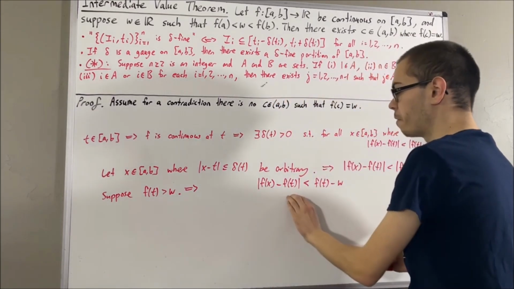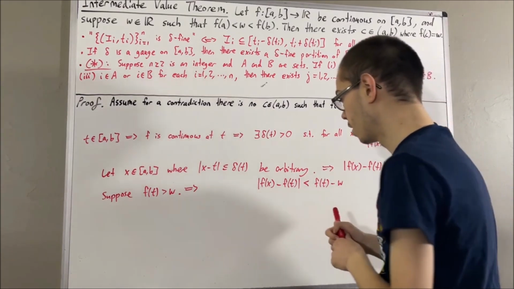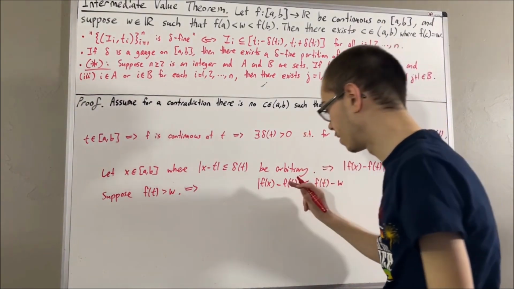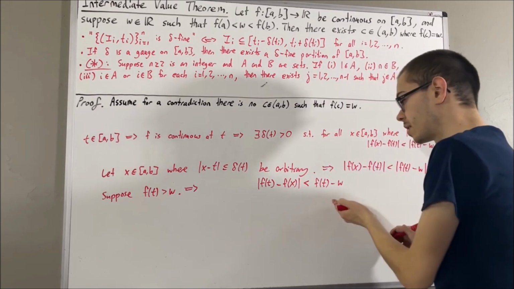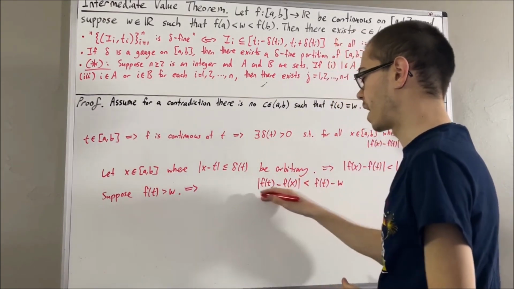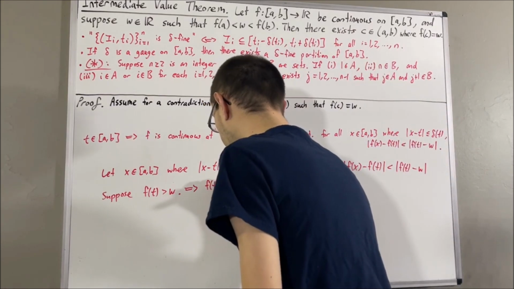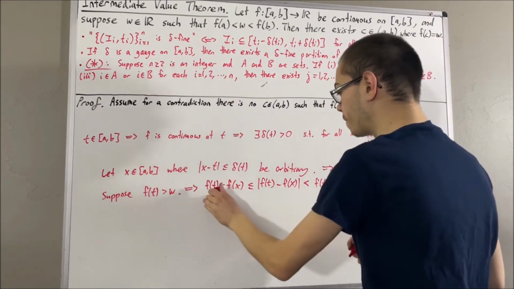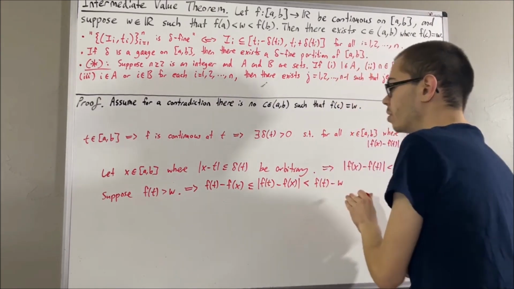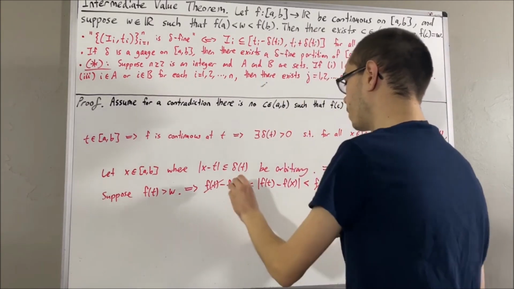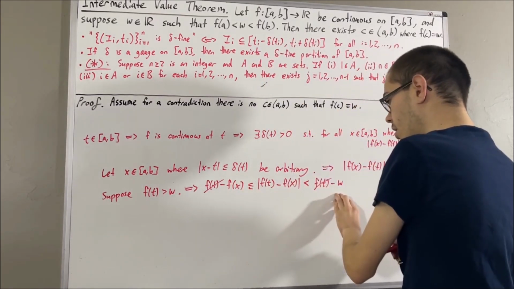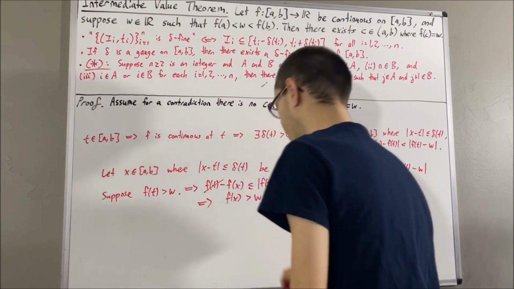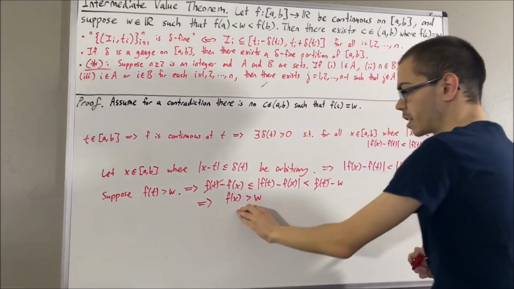Now, the absolute value of any real number is equal to the absolute value of its negative. So the absolute value of f of x minus f of t is equal to absolute value of f of t minus f of x. So we have this, but then every real number is less than or equal to its absolute value. So in particular, f of t minus f of x is less than or equal to its absolute value. So this shows f of t minus f of x is less than f of t minus w. So subtracting f of t on both sides, we're left with negative f of x is less than negative w. So then multiplying by negative 1 on both sides, that leaves us with f of x is greater than w. So this shows if f of t is greater than w, then f of x is greater than w.